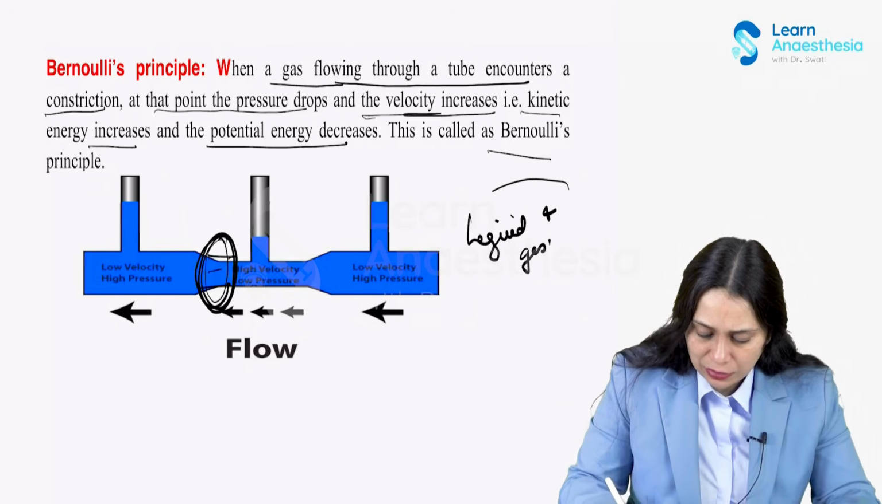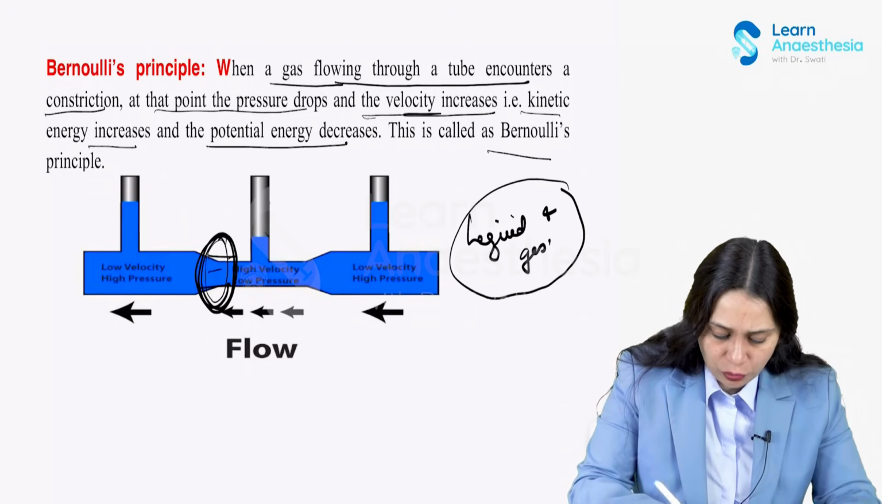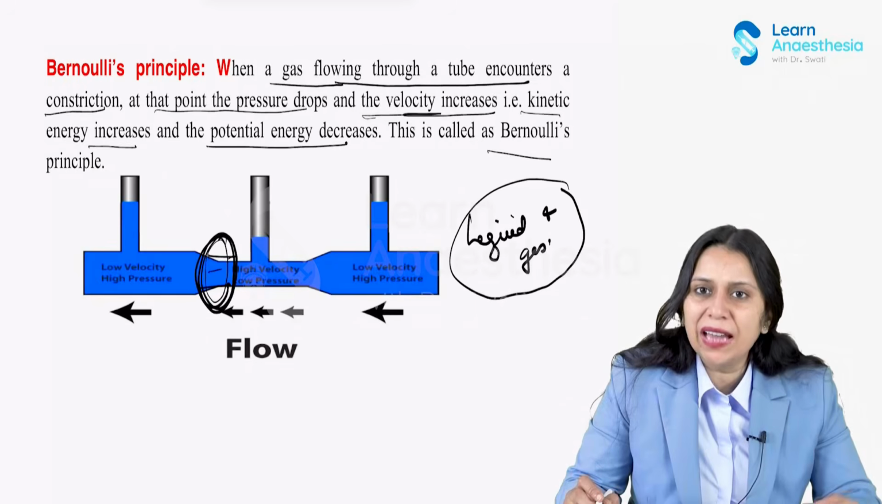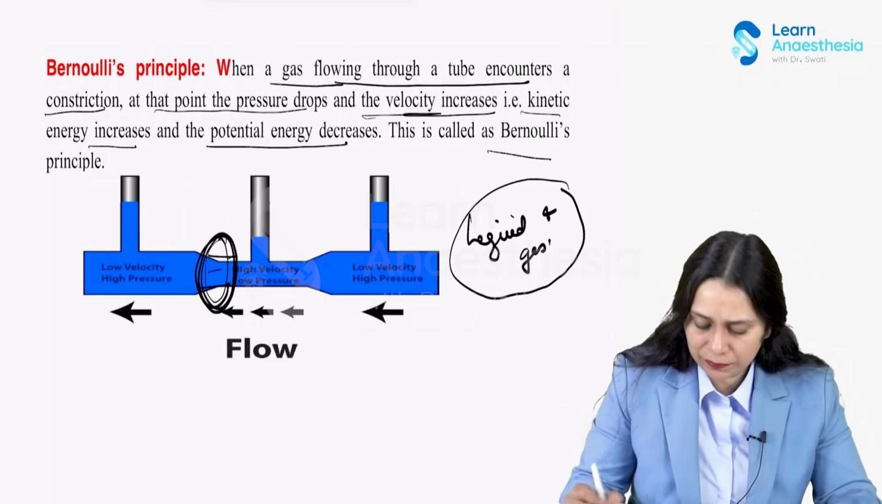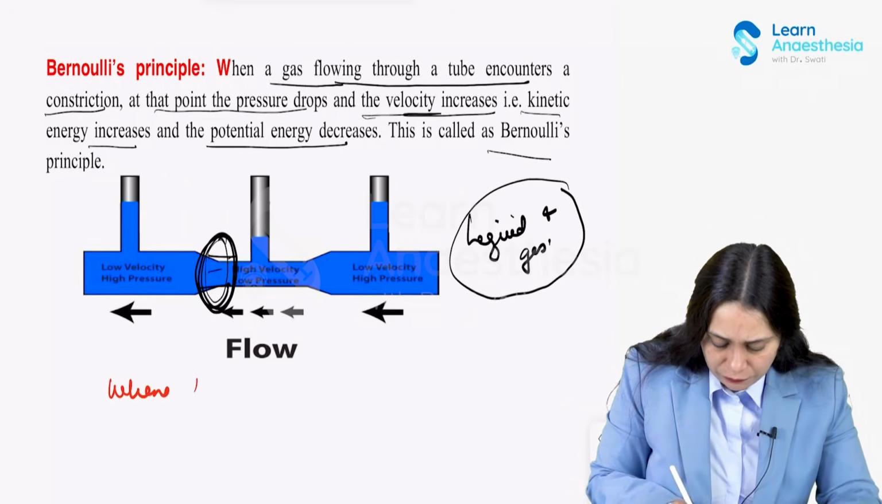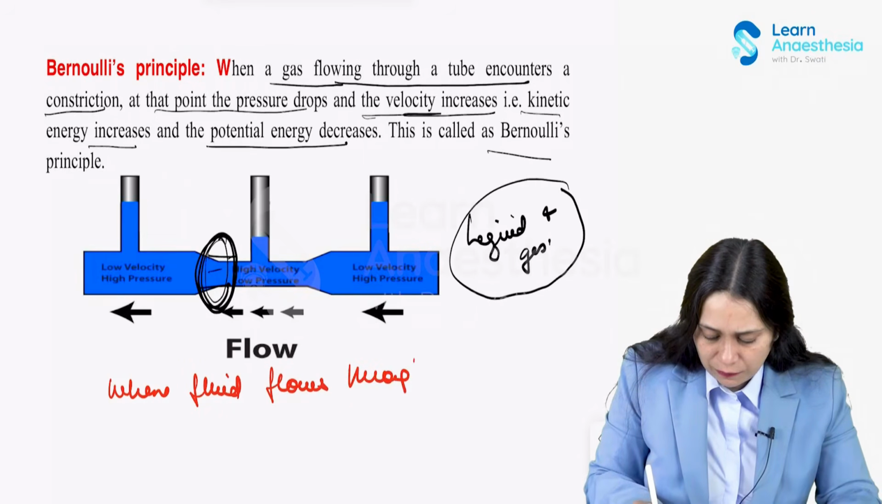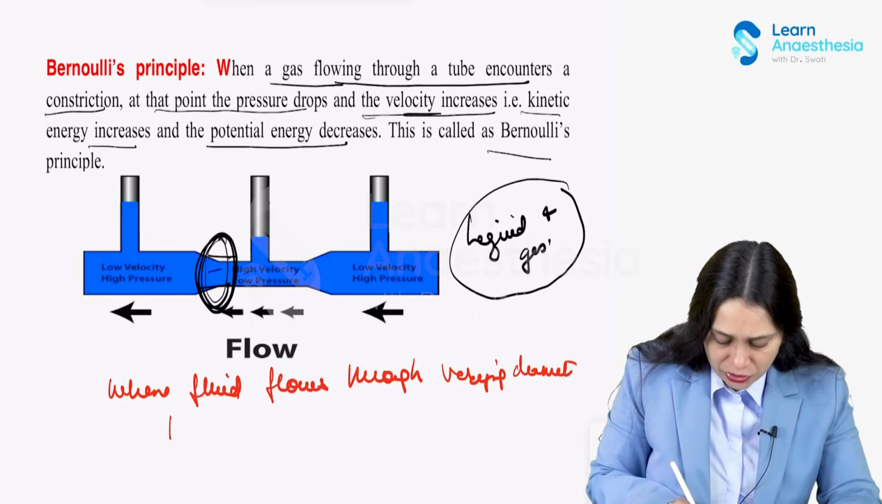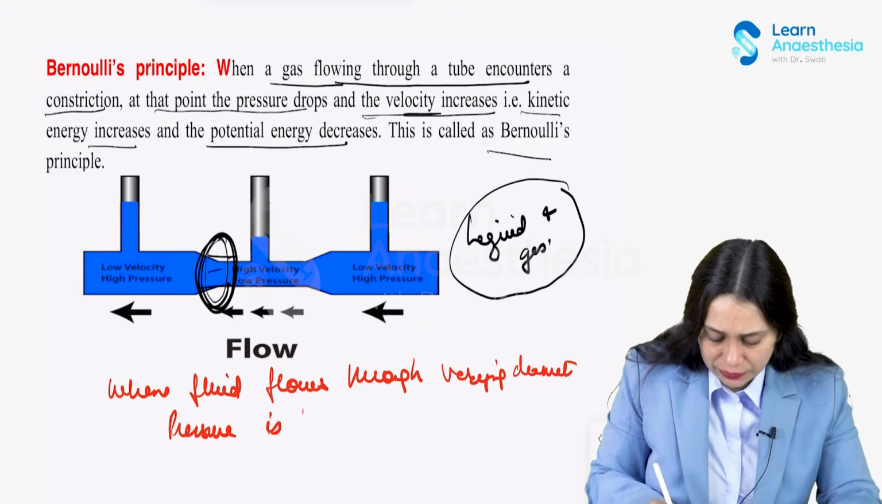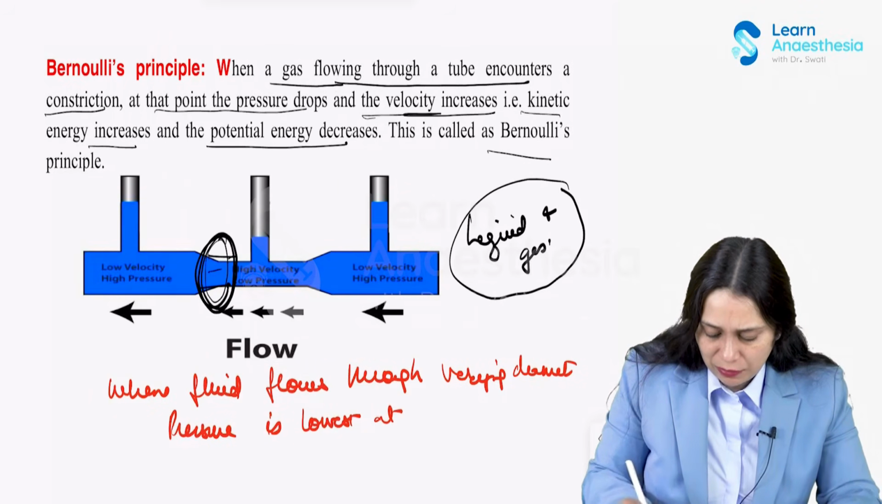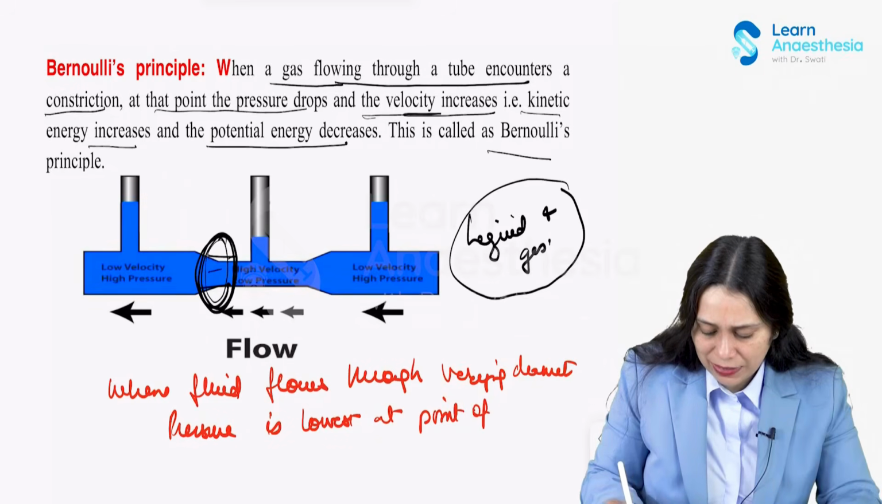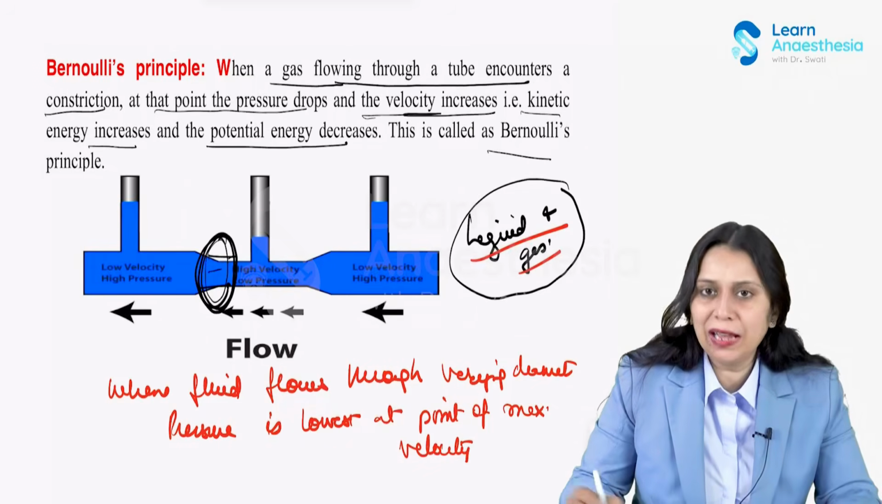Liquid and gas. So remember, when fluid flows through a tube of varying diameter, pressure is lowest at the point of maximal velocity, right? And this is applied to liquid and gas both.